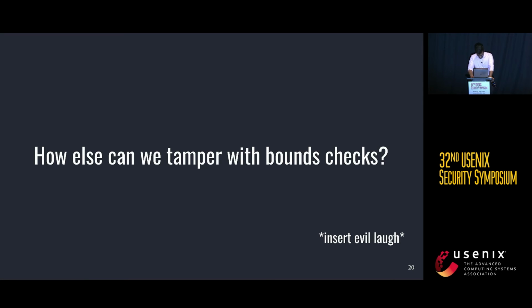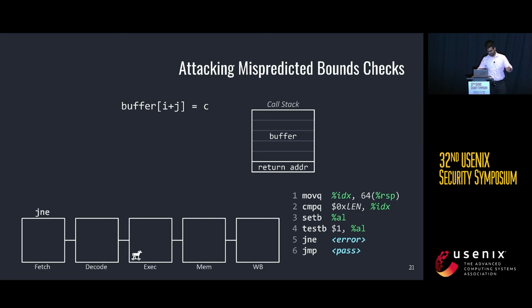So as I alluded to before, there are so many ways we can tamper with bounce checks in general purpose hardware. There are 5 instructions that we can play with, so let's look at something a bit more interesting. As before, we have our bounce check on the right. We have our buffer access the same as before, and we have a simple 5-stage pipeline that wants to tamper with a jump not equal to instruction. And what we're going to do here is tamper with the speculation logic.